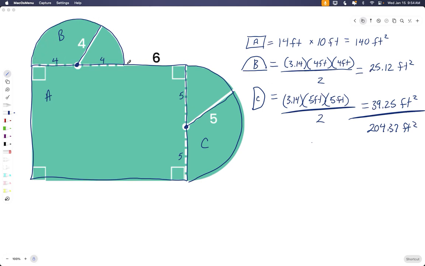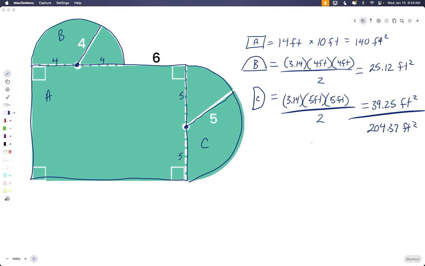B is this half circle. So we did pi r squared, the radius squared. So pi times 4 times 4. And it's only a half of a circle, so we divide it by 2, which gives us 25.12 feet squared. And in this half circle, we called him C. He has a radius of 5. So we did the same thing. We said pi times 5 times 5, because radius squared, right? But it's a half of a circle, so we divided it by 2. And that gave us 39.25 feet squared.